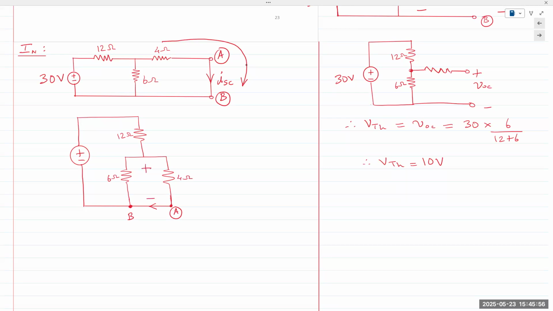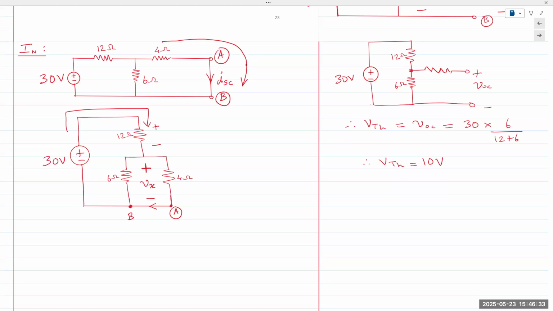The voltage across these two is obviously the same. I'm going to call this voltage Vx for convenience. Total current is coming from the supply, is going down here, causes a voltage drop across the 12 ohm resistor. Let's just label it and do it later. 30 volts.